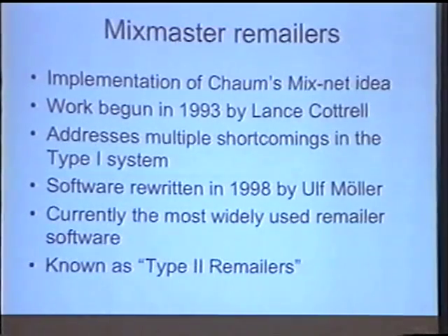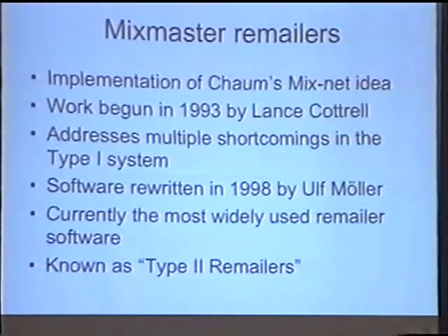The first real implementation that can be called a Chaumian remailer, even though it has improvements and differences, was Mixmaster, begun in '93 by Lance Cottrell. It addressed mainly the major shortcomings in the Type 1 Cypherpunk system, primarily the fact that message sizes varied. If you had a message you wanted to send, you would pick your list of remailers. Say you want to pick 4 remailers, A, B, C, and D. You'd encrypt your message to D, encrypt it to C, encrypt it to B, encrypt it to A.